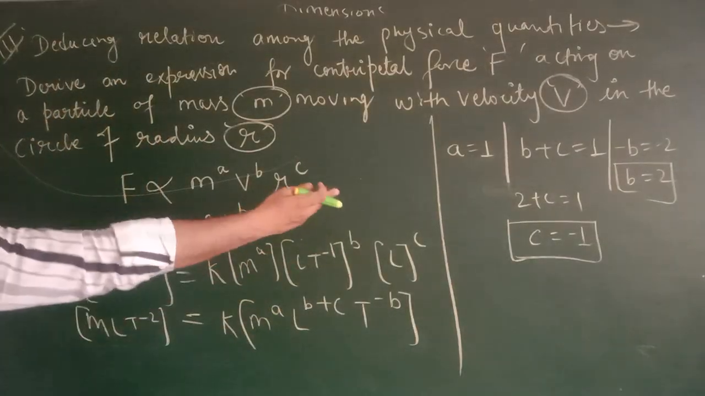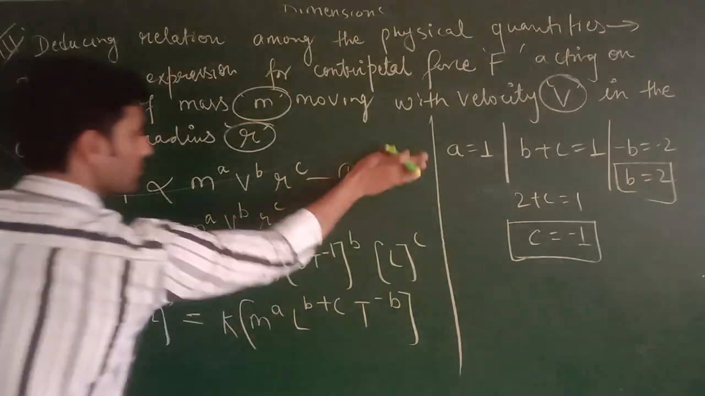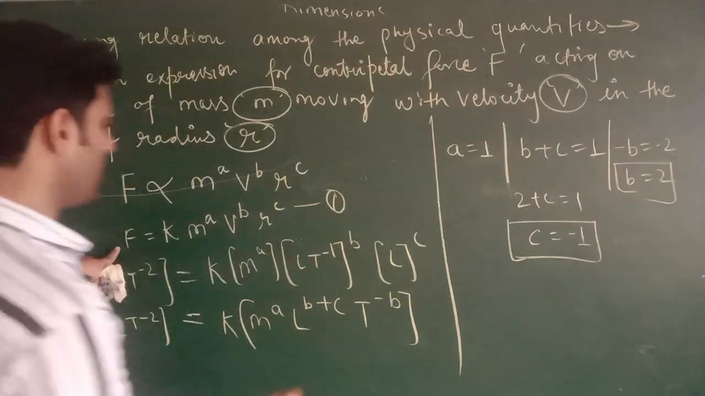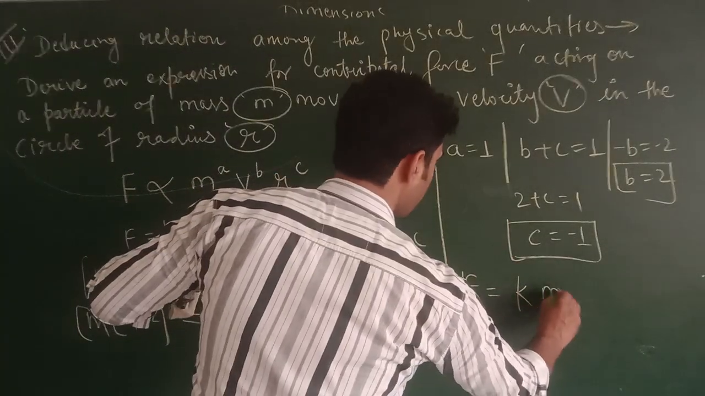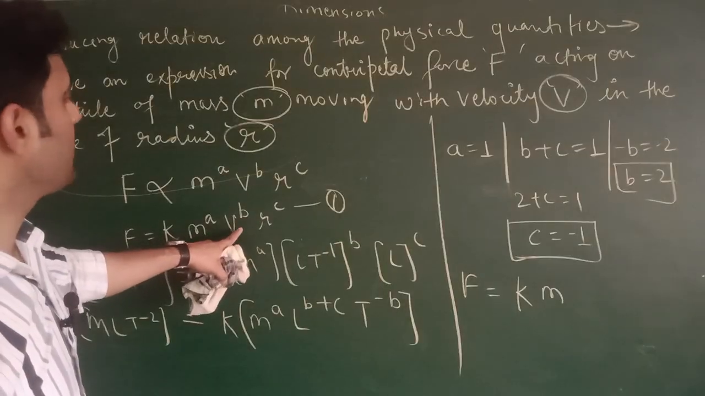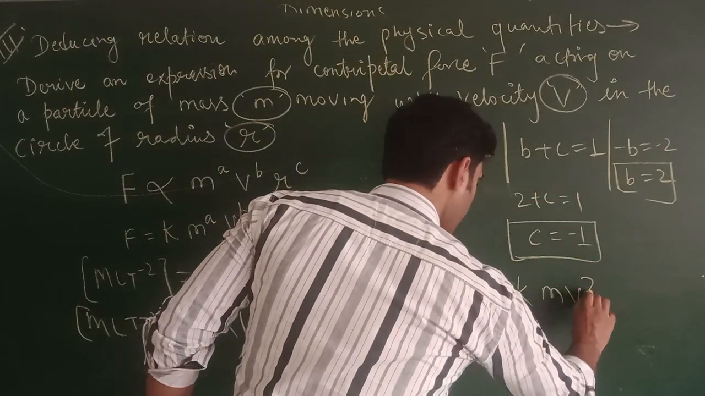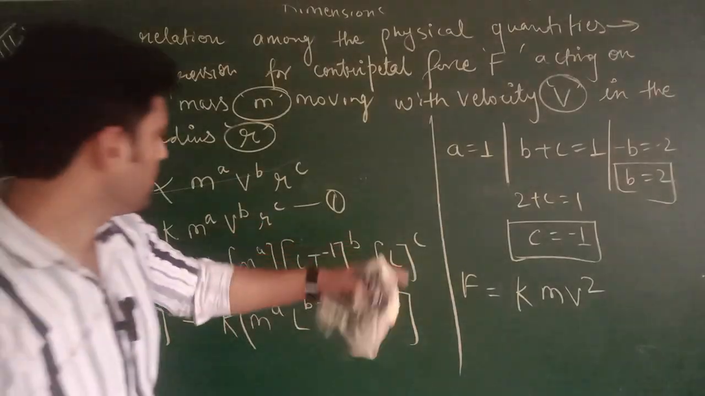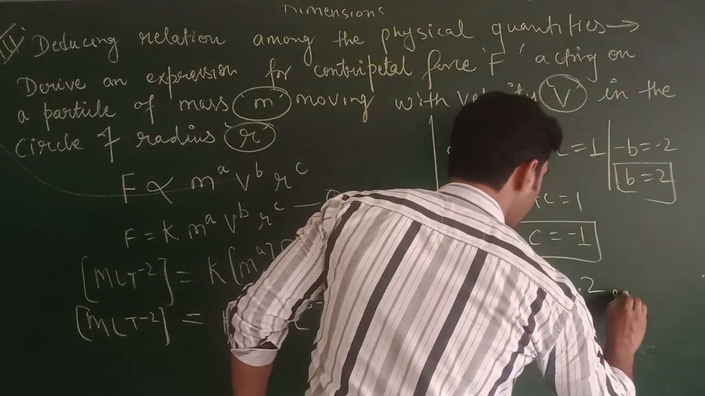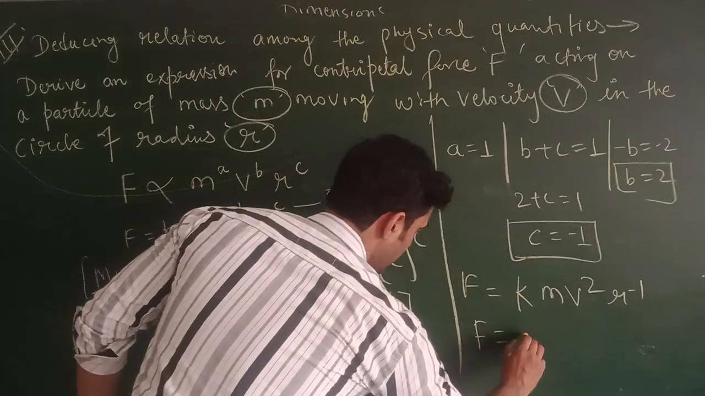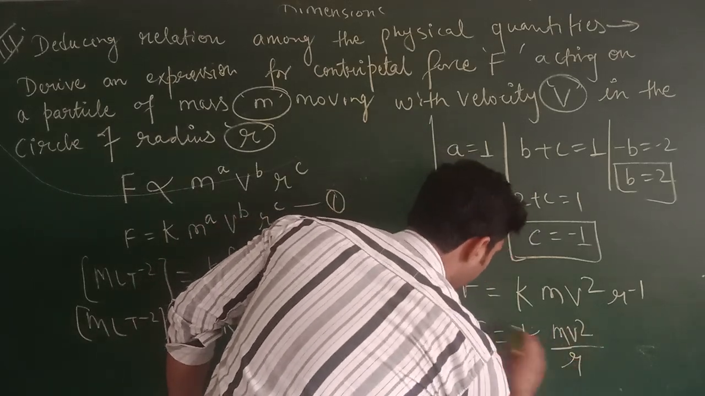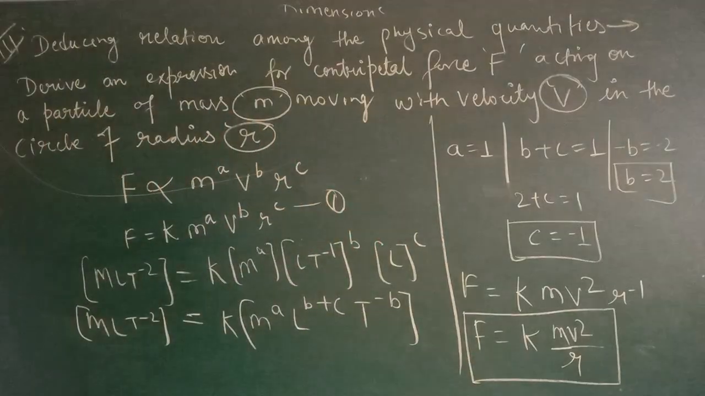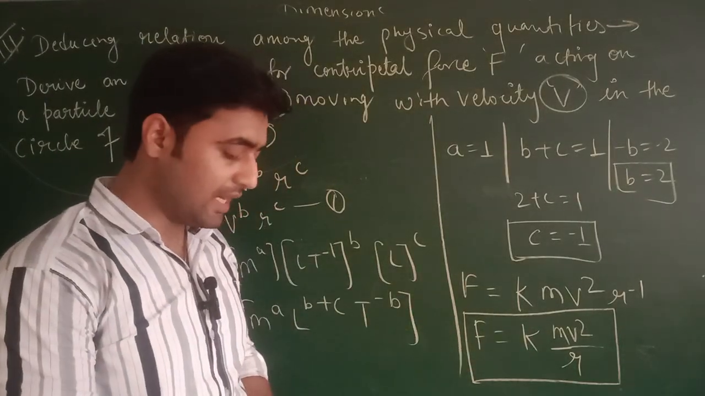Now let's put these values in the first equation. This is the first equation. So F equals K times M power a, and a means 1. V power b, so V power 2, divided by, where is R? R power c. So R power minus 1. So this can be expressed as F equals K times M V square divided by R. So this is the expression of centripetal force, K times M V square divided by R.